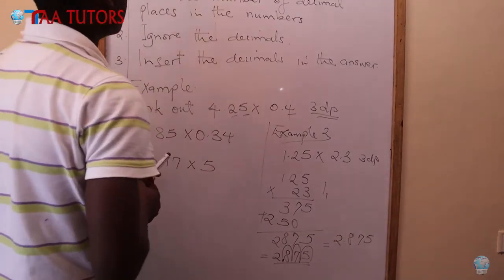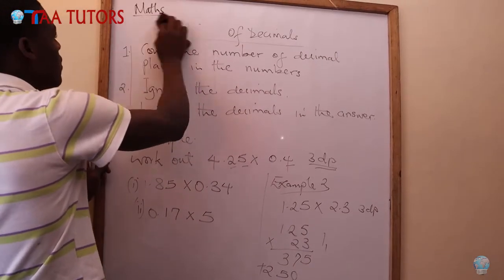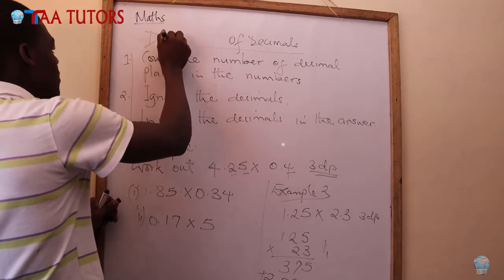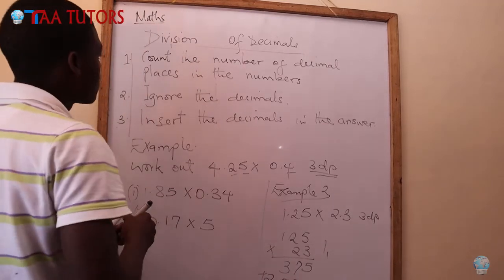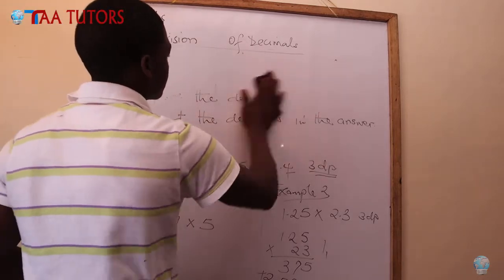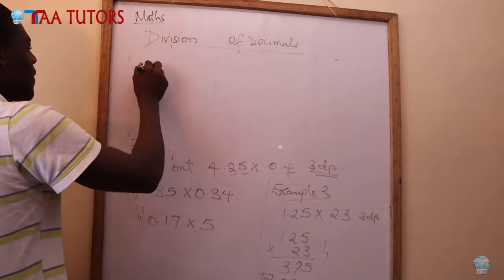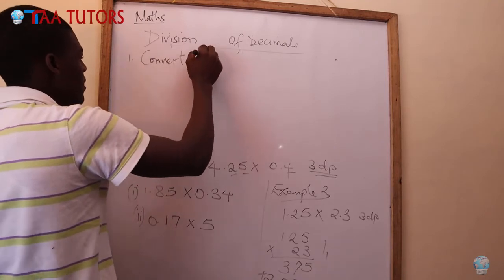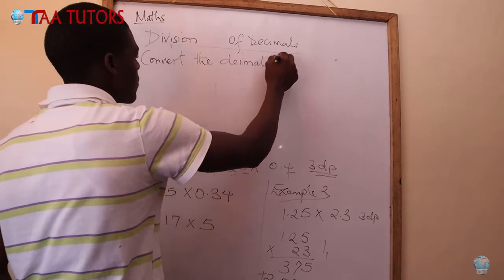We will move forward to do division. We are moving forward to do division of decimals. And in this division, this is what we are going to do. Number 1, we will convert the decimals to fractions.